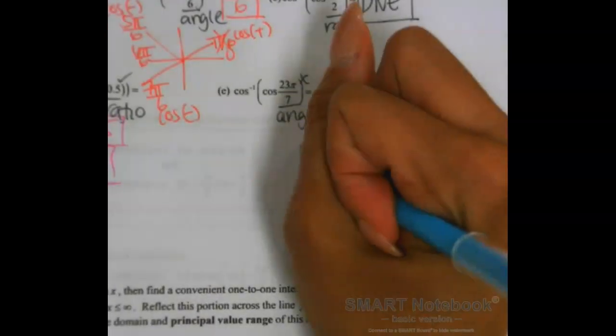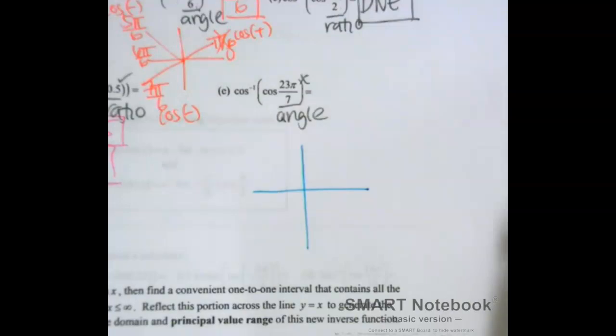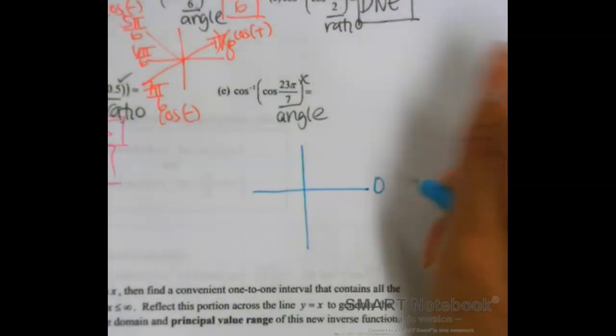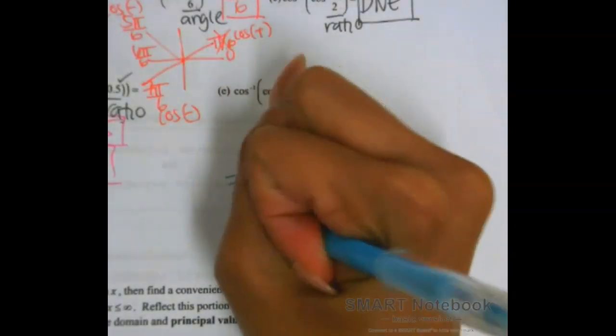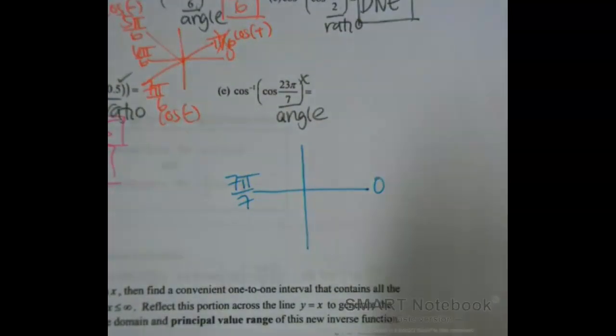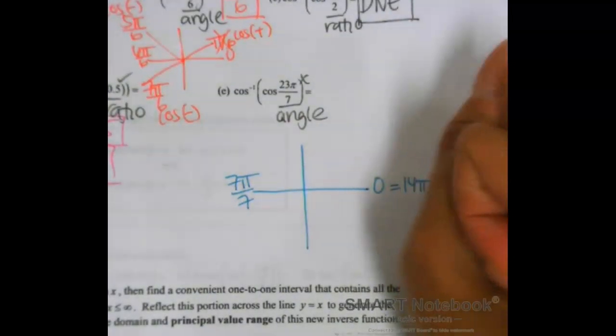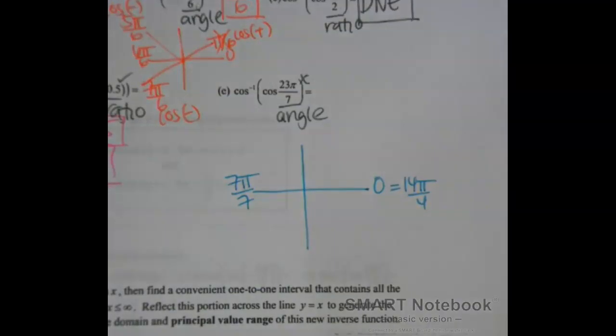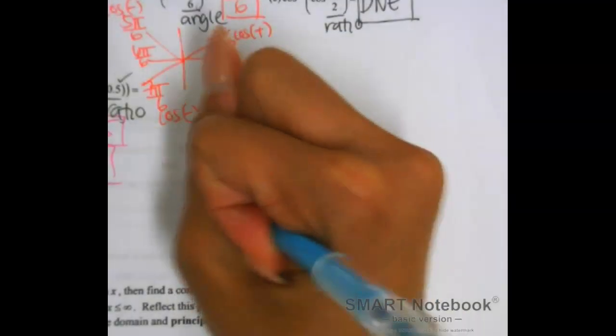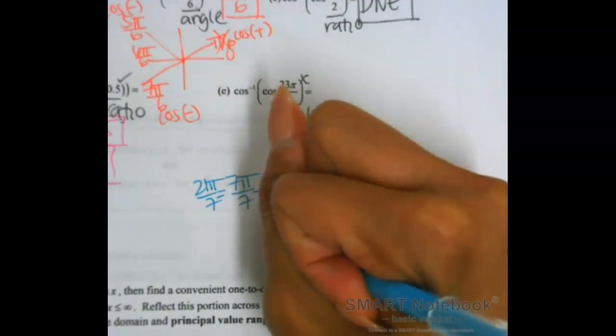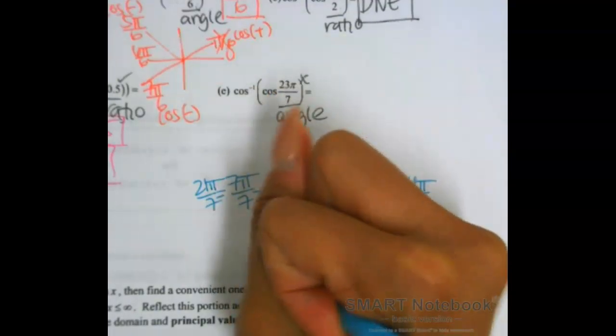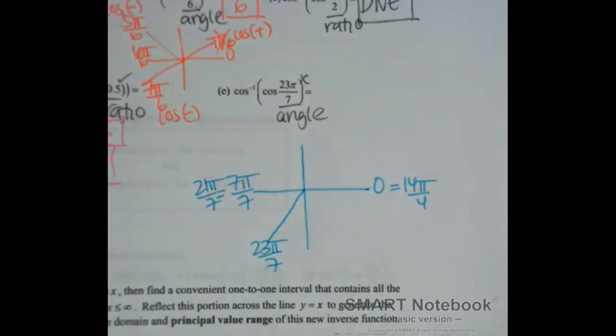The letter E, same process. Okay, first let's graph this out. This is definitely bigger than pi. Okay, so here's 0. Here is 7 pi over 7. Okay, let me add 7 to that. This will be 14 pi over 7. What's 7 plus 14? 21. So here's 21 pi over 7. 23 pi over 7 will be somewhere about here. 23 pi over 7. Okay, let's keep it simple.